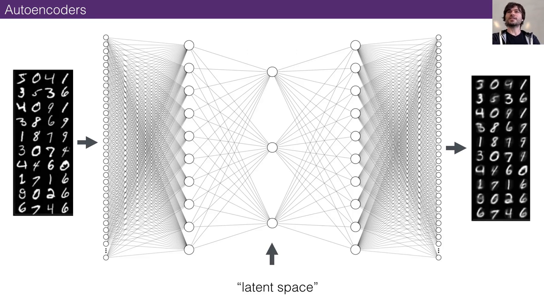Like, you give them an objective and they'll figure out what they have to do in order to meet the criteria that you desire. And the criteria that we desire is that it's able to create images that look like actual numbers, even though at some point there's this bottleneck where those three values there, that's all of the information we have about the input.